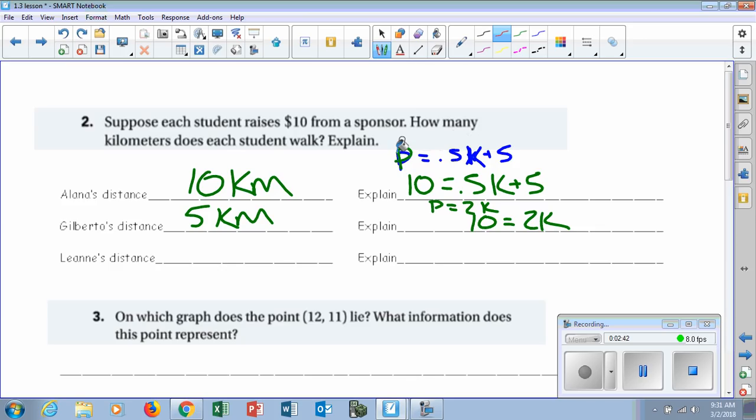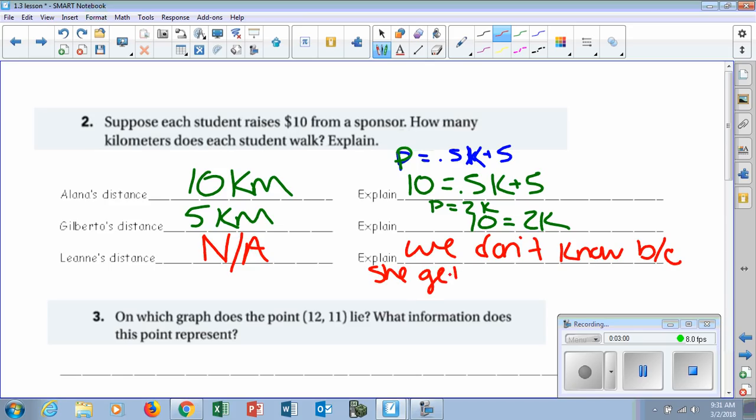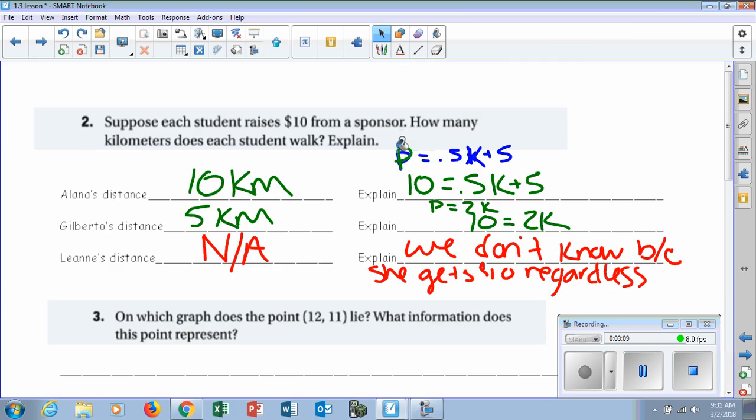And then for this one, it's not available. This is our explanation for it. This is for Leanne. We don't know because she gets $10 regardless. The distance doesn't matter. We don't know the distance because we don't even care about her distance because we know how much money she's getting. Whether she walks 1 kilometer or whether she walks 50 kilometers, she's still getting $10 from each sponsor.